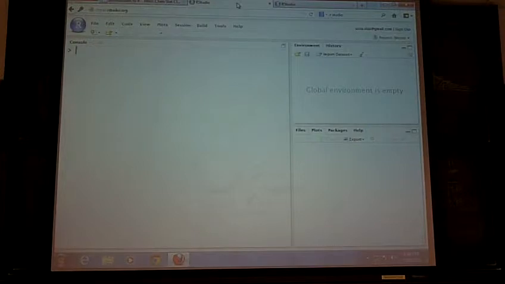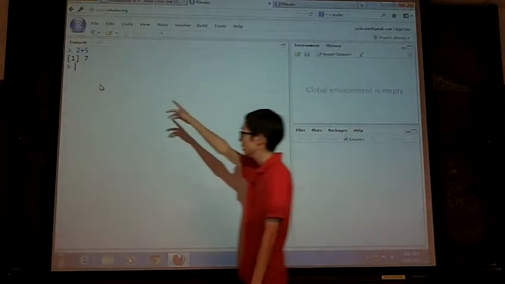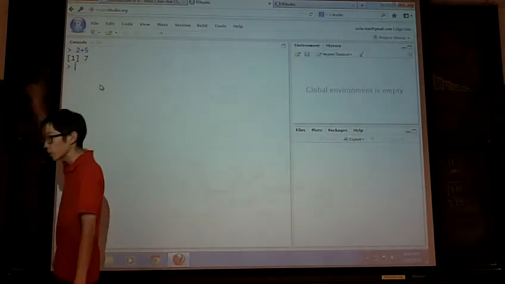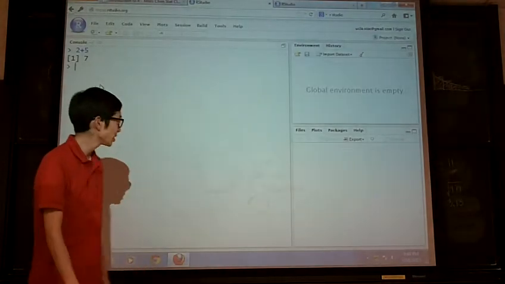And this is what it looks like when you start it up. You can see this terminal setting where you just type commands in here. You can just start off by saying, what is 2 plus 5? You hit enter, and it reports back 7. What's this bracket 1? The bracket 1.